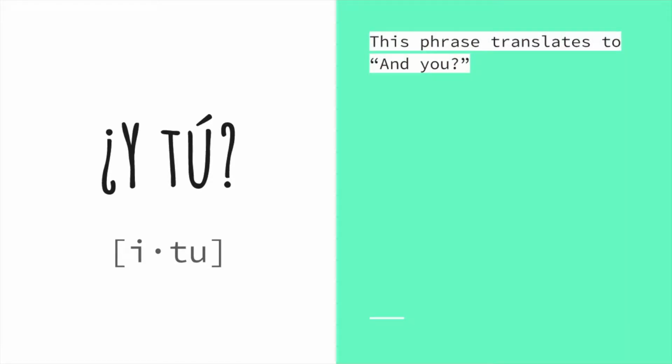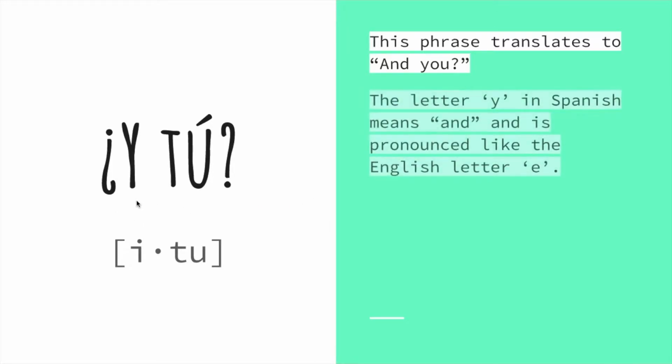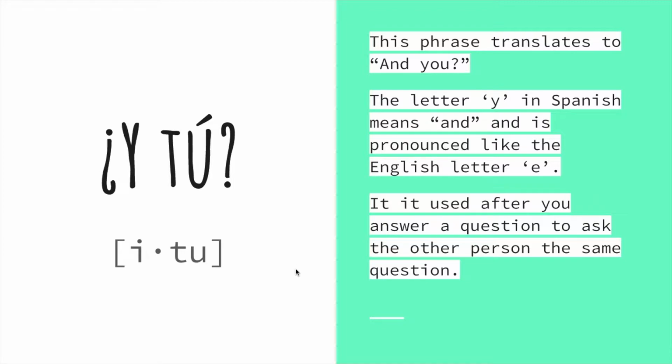And then y tú. I love this phrase because it's super simple and you can actually use it with a lot of different circumstances. It actually translates to and you. So the letter Y in Spanish is the word and it's pronounced like the English letter E. So this is not y tú, this is y tú. And then it's used after you answer a question if you want to ask the other person the same question. So for example, if someone asks you what your name is, and you said, my name is Darian, and you, it's like asking them, well, what's your name? But you don't have to ask the whole question all over again.